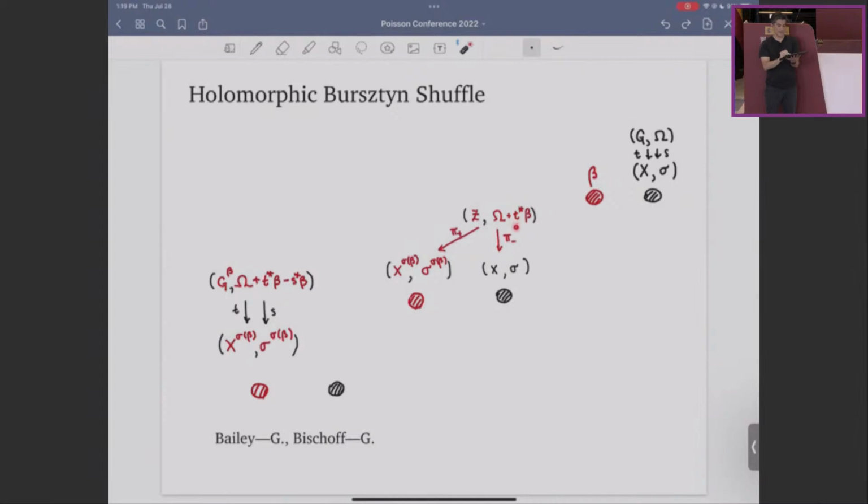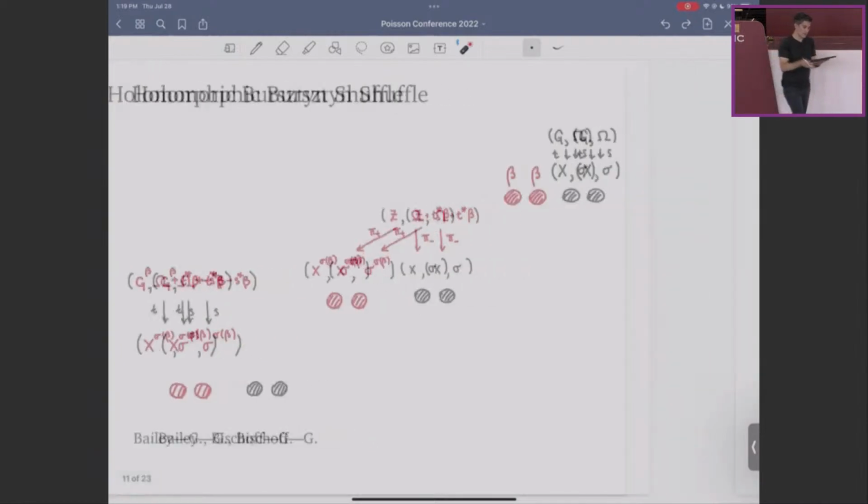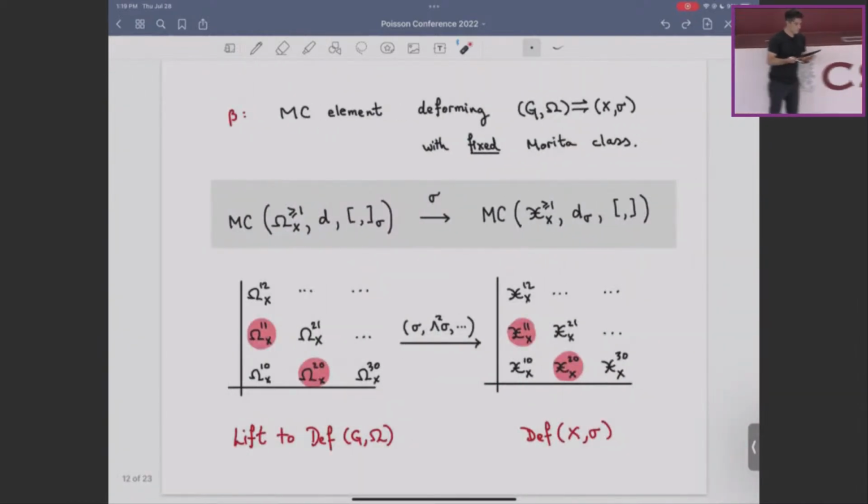Okay, and so then we've got a deformation of the groupoid as a principal groupoid bundle. We get a Morita equivalence, also in the same Morita equivalence class. And then you can also use the other foot and step over to the new Poisson manifold. This is a construction that I used in a couple of papers, one with Mike Bailey and one with Francis Bischoff. Just to say a couple more words about this: beta is a Maurer-Cartan element which deforms this groupoid, and it does so with a fixed Morita class.